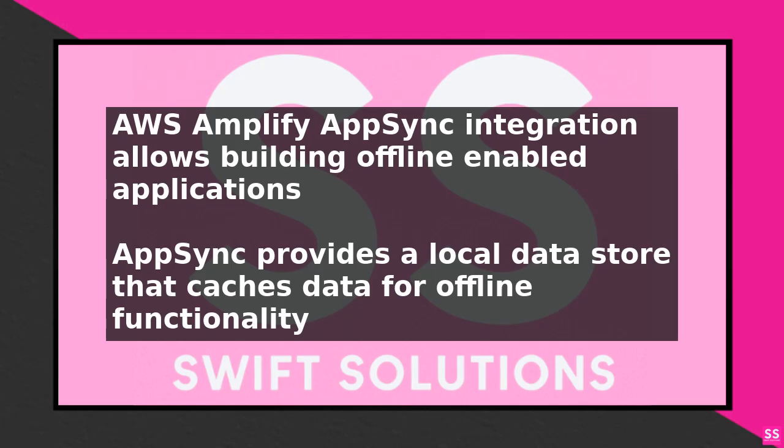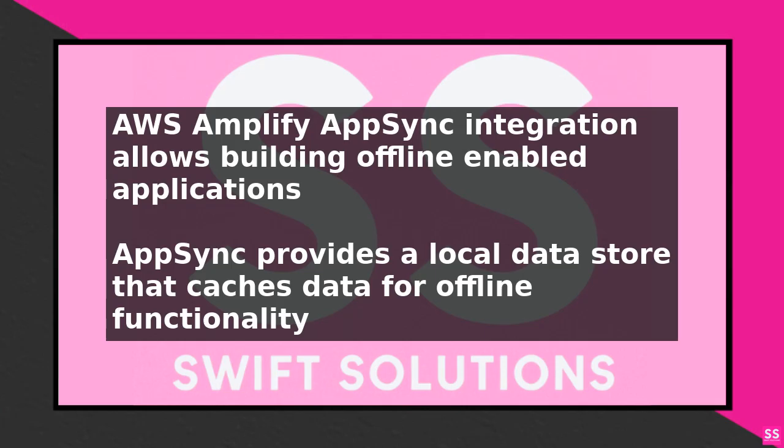AppSync provides a local data store that caches data, allowing applications to function even when offline. When the application comes back online, AppSync automatically synchronizes the data, ensuring that the application remains up to date.